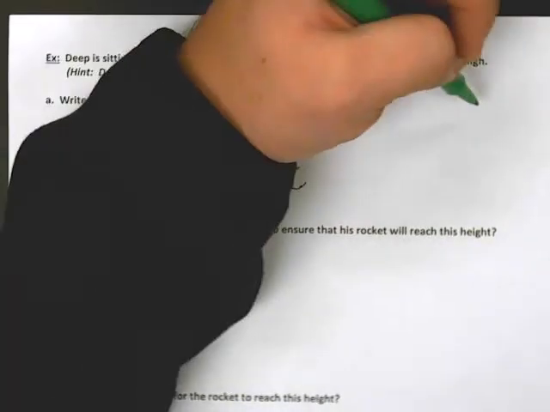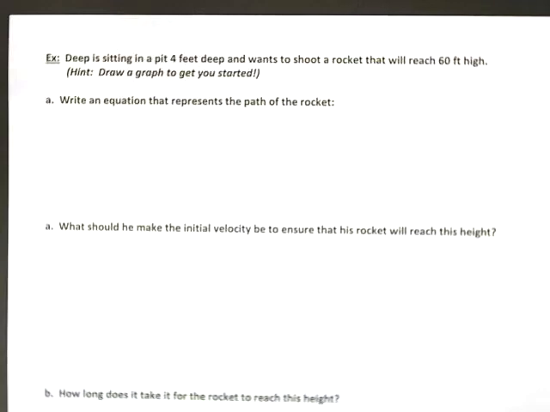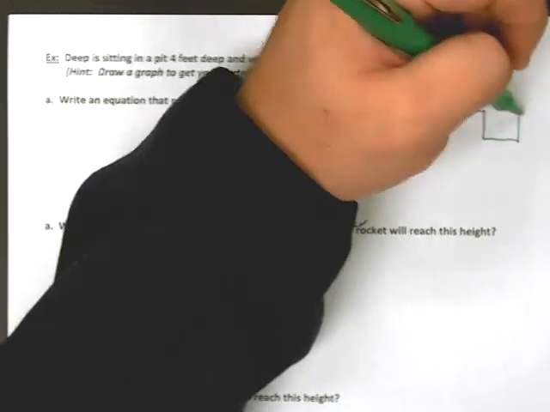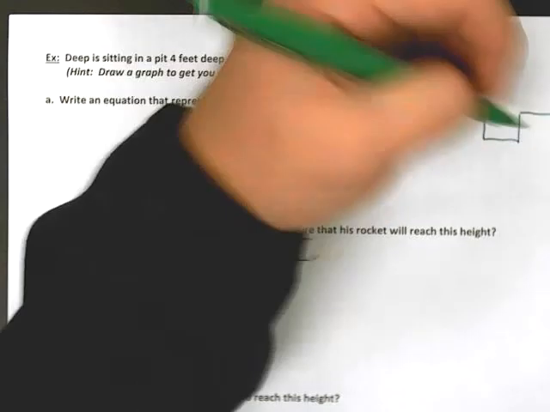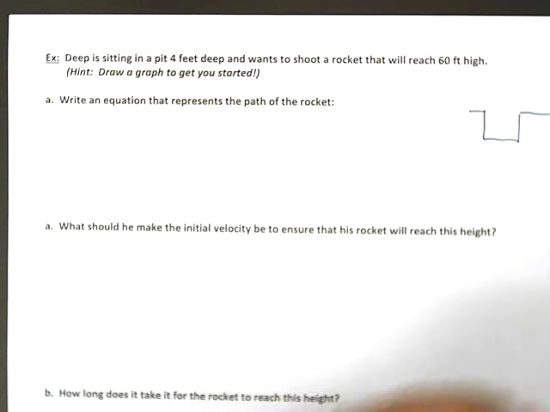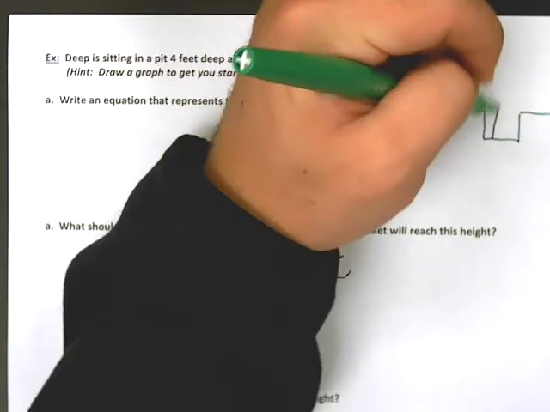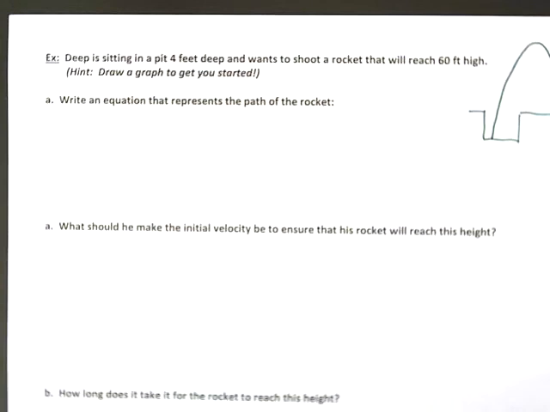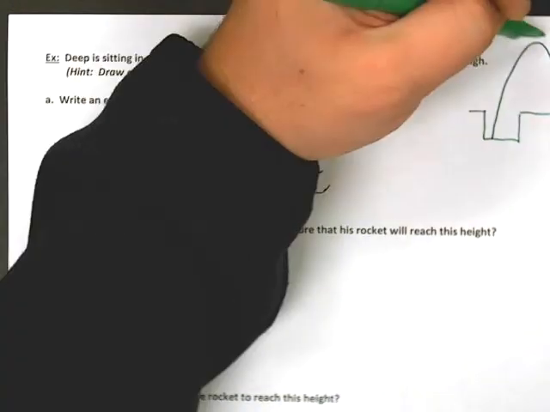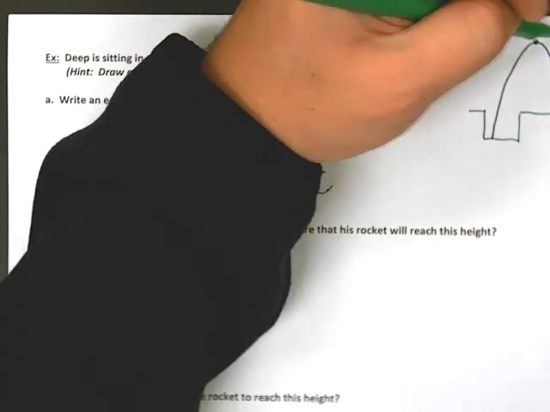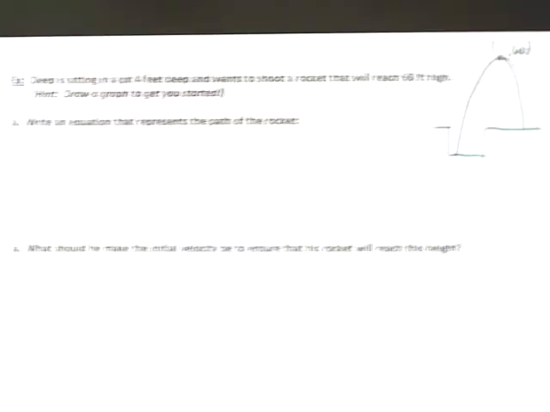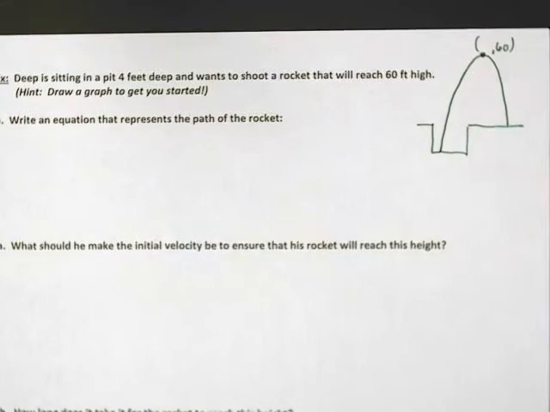Deep is not on the ground. He's not above the ground. He's actually below the ground. He's in a pit. All right, so maybe he's something like this, and he's shooting a rocket, something like that. All right. What else do we know? We know that we want to get to a height of 60. Oops, sorry, my picture's off the page.